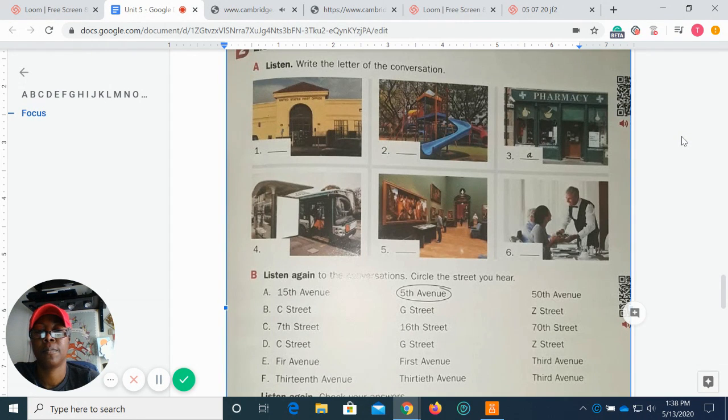Conversation C. Excuse me, I can't find the post office. The post office? It's on 70th Street. 70th Street? That way? Yes, just go that way a block. Thanks for your help.